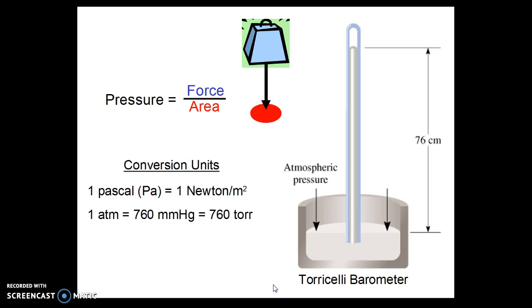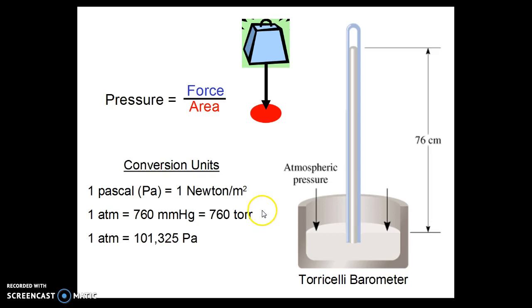1 atmosphere then, which is normal atmospheric pressure at sea level, is 760 millimeters of mercury, also called 760 torr. This was originally measured by Torricelli using a mercury barometer, and he found that in a closed evacuated tube, mercury would rise to a level of 76 centimeters or 760 millimeters at sea level. So that is set. Atmospheric pressure, 1 atmosphere, is 760 millimeters of mercury.